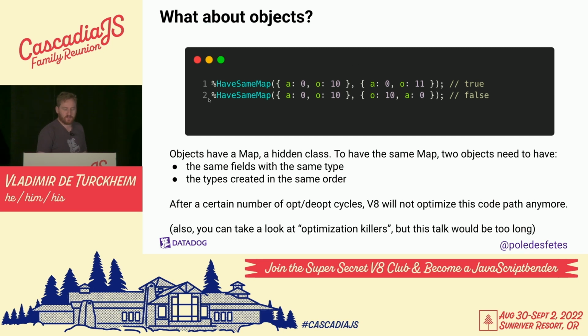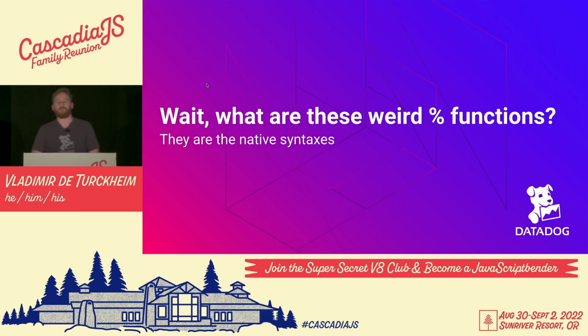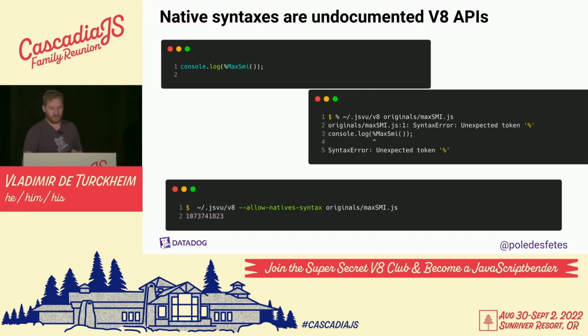And I see people are frowning about this percent in front of my functions, so let's talk about the native syntaxes and the percent function. So if I call console.log %max SMI, told you we will come back to SMIs, then it crashes and tells me unexpected symbol %, because it's not actually a valid JavaScript symbol for a function name. But we can call V8 with a flag that is allow-natives-syntax that will enable using these native syntaxes. And now we can see the value for max SMI.